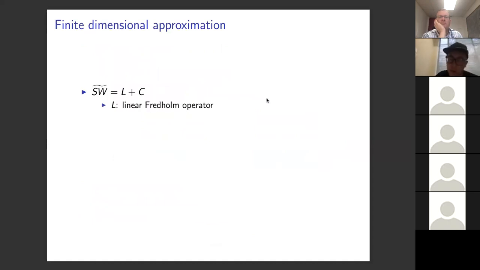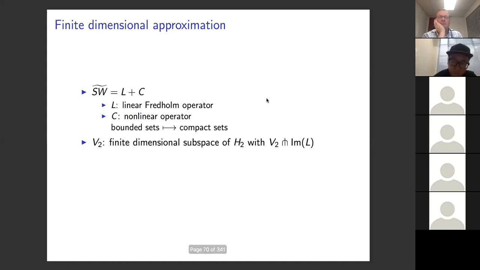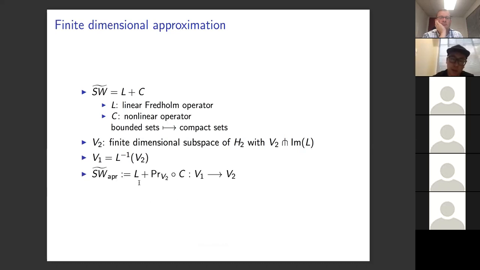This map can be written as two parts. One is the linear Fredholm operator, which means the kernel and cokernel are finite dimensional. And this non-linear part, which has the property that it maps bounded sets to compact sets. So when we look at H2 and look at a finite dimensional subspace V2 of H2, which is transferred to the image, and we consider its inverse image, we can do the following approximation. We keep the linear part, and we modify the nonlinear part by projecting to the V2 part. So therefore, we get a map between finite dimensional spaces.